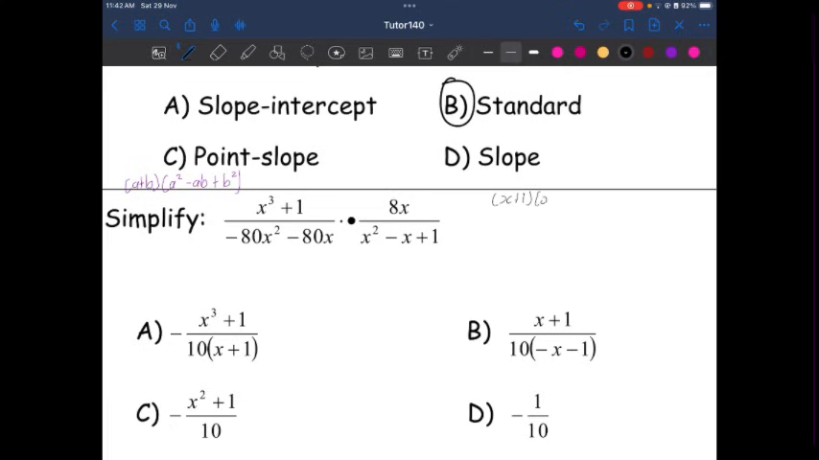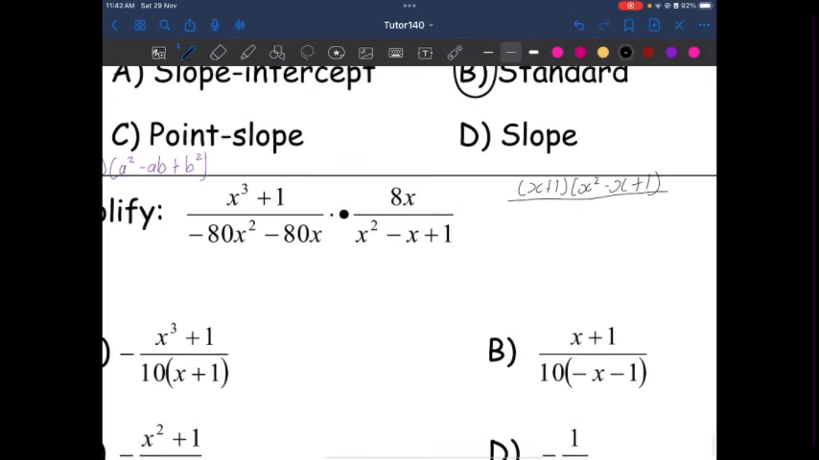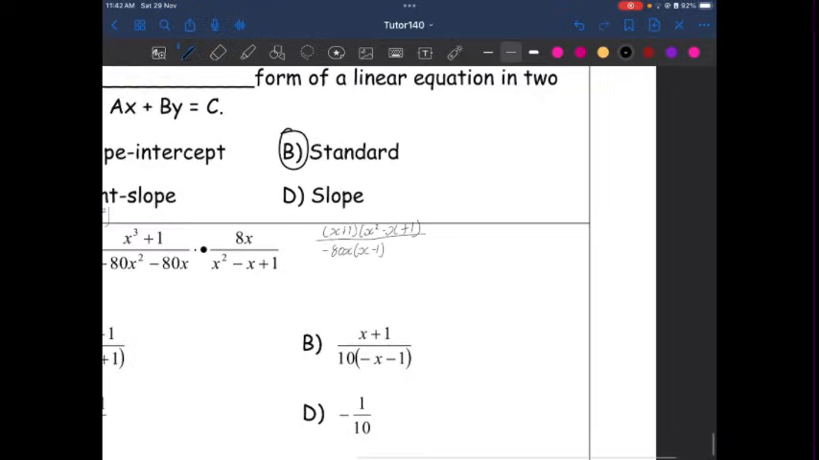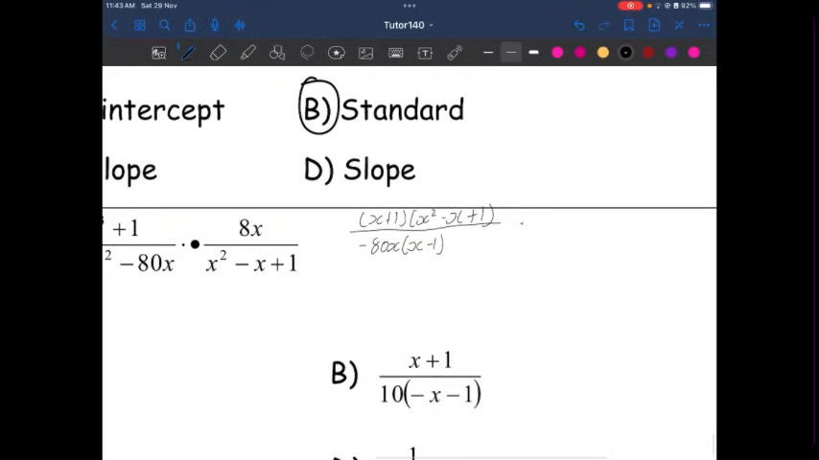A squared is x squared. ab is just x. So minus x. And then b squared is just 1. Plus 1 divided by, we're going to factor the bottom. Both of them have negative 80x in common, so we factor out negative 80x. We're left with x minus 1. And then over here we still have the 8x, and then we can leave the x squared minus x plus 1.